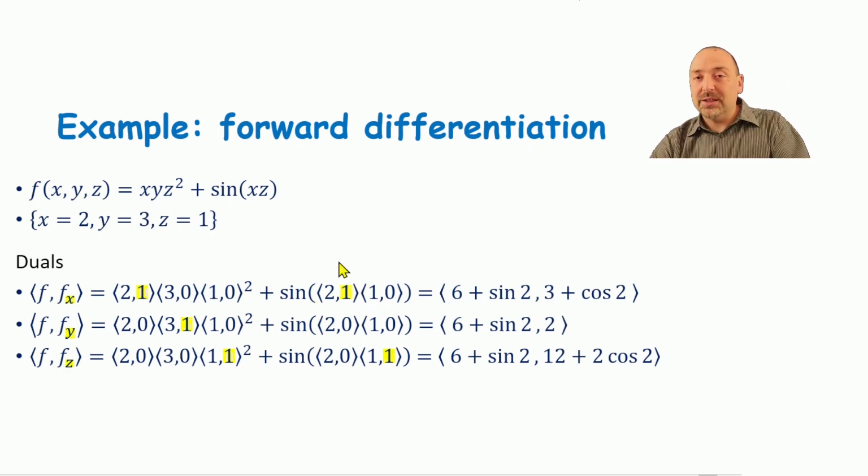When you want the partial derivative in y, you have x that now is 2, 0, okay, then you have y that is 3, 1, and z that is 1, 0, and the same in the sine arguments. And for z, of course, x is 2, 0, y is 3, 0, because they are both constants when you look at the derivative in z, and z now is 1, 1. Okay? So you carry on the calculation and you get the result. Well done. We are done.